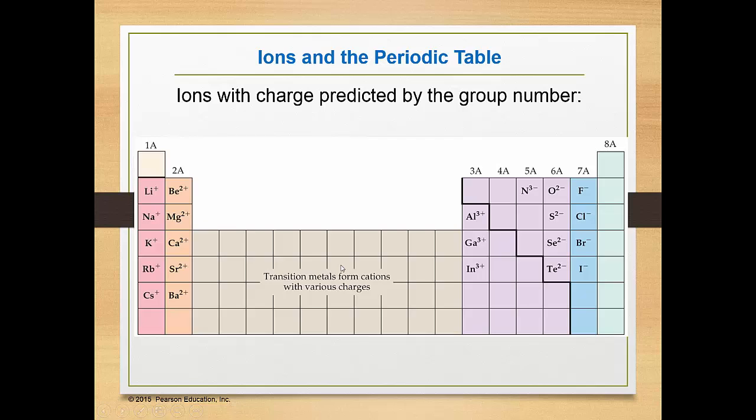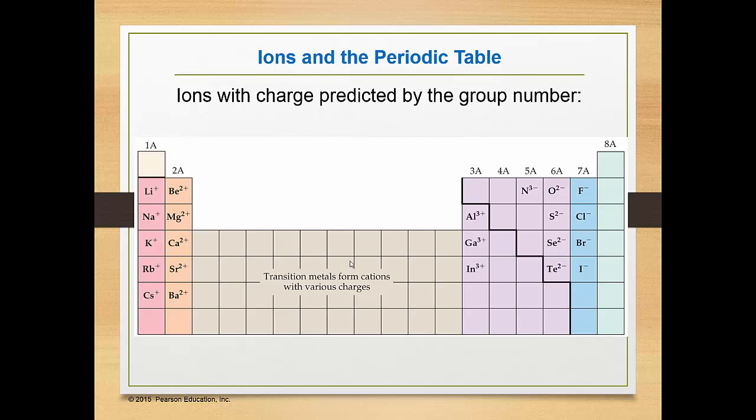Now, just a little side note, the reason we don't have the transition metals in here is because they don't tend to form ions based on their group number. They form cations. So you're going to see positive charges. These are metals. Metals form cations, but they don't always form the same cation. So the transition metals, depending on which one you're looking at, you may get a 1 plus, a 2 plus, a 3 plus. It can form any of those depending on the situation.